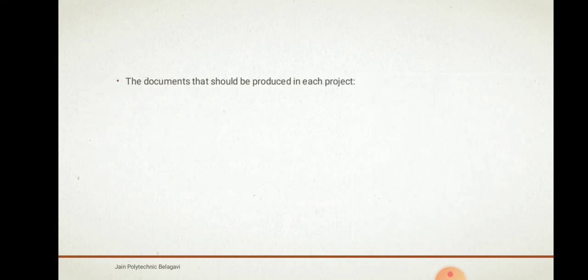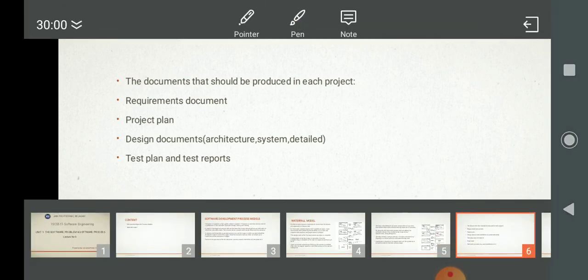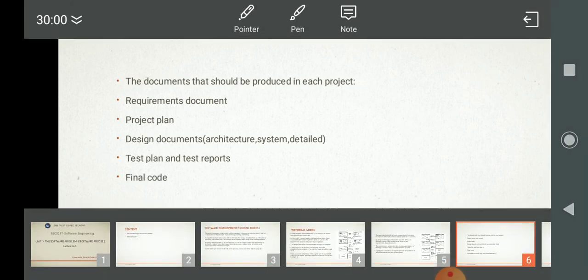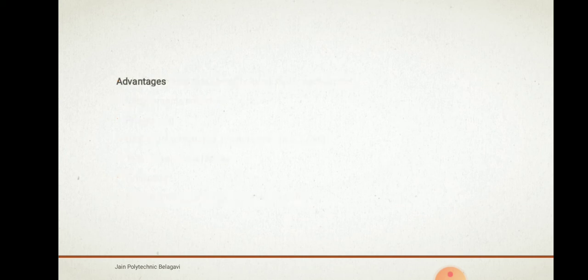The documents that should be produced in each project in the waterfall model are the requirements document, the project plan, design documents, that is the architecture of the system and the detailed architecture, test plan and test reports, the final code, and the software manuals, that is how to use the software as well as installation of the software.